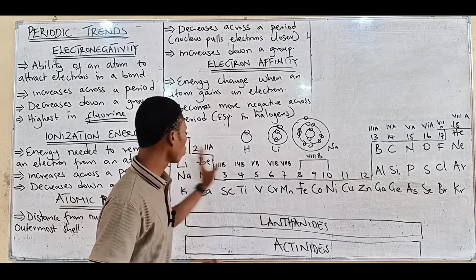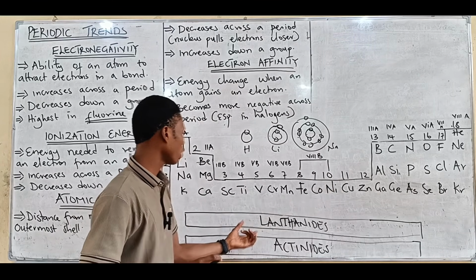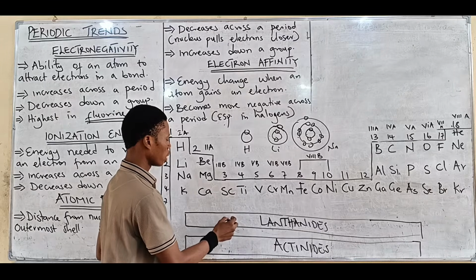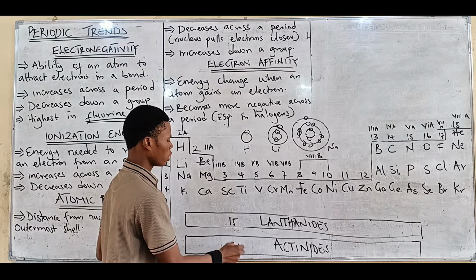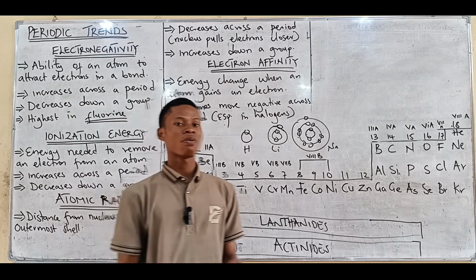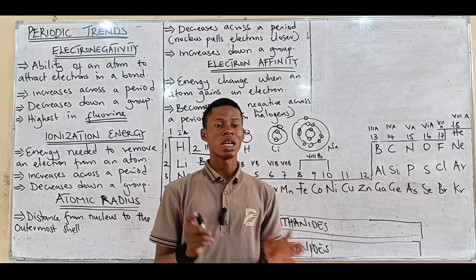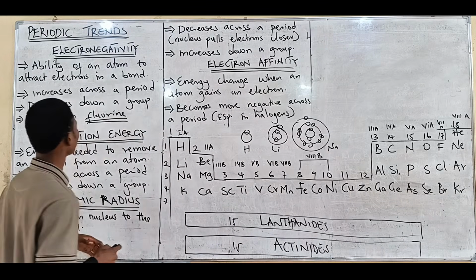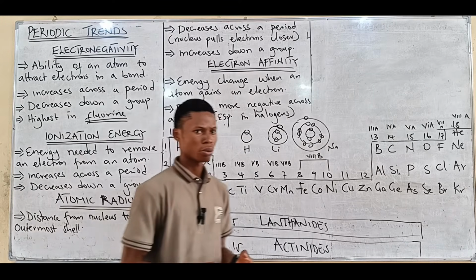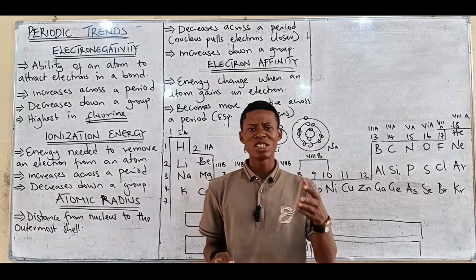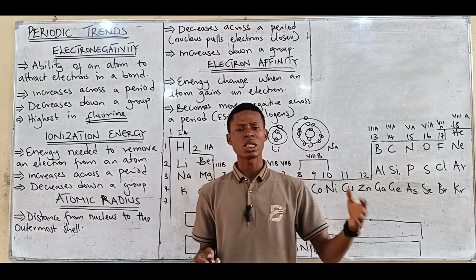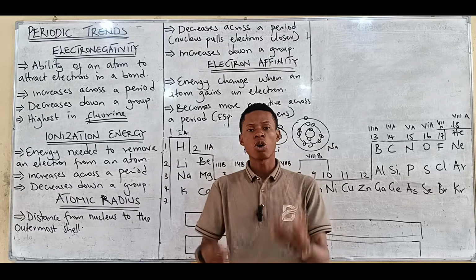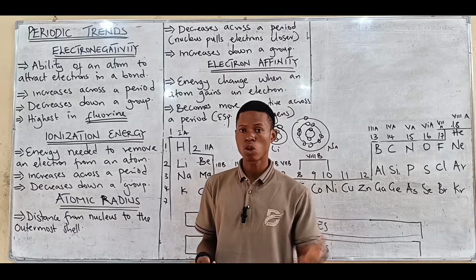Now, after this whole elements here, we have the lanthanide series and the actinide series that fill the f orbital. So here we have 15 elements here, 15 elements here. Remember, we have 118 known elements that fit into this periodic table. Now let's look at periodic trends. Remember the periodic law, that when elements are arranged according to increasing atomic number, there is an observed recurrence in their chemical or physical properties.